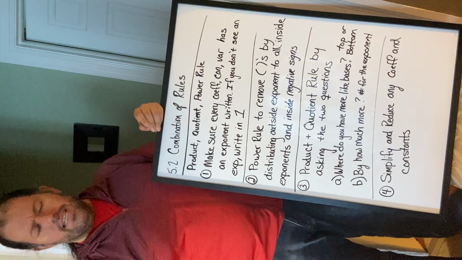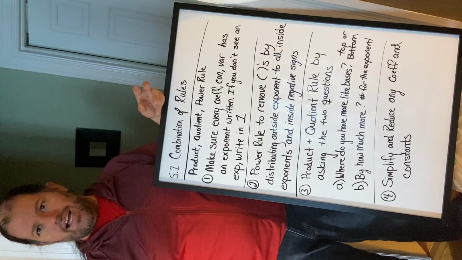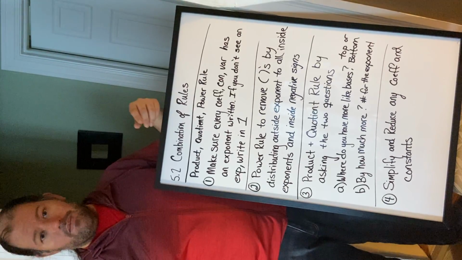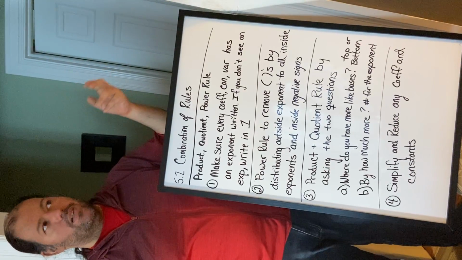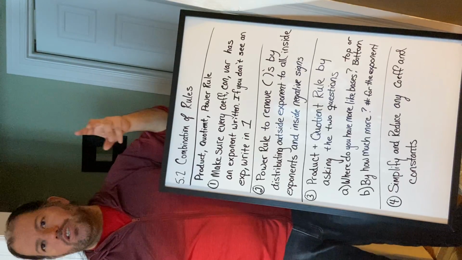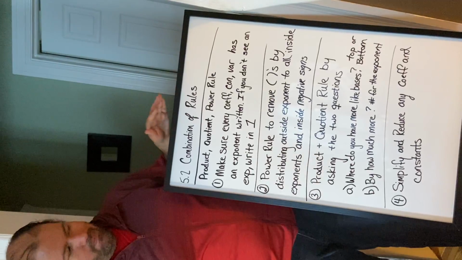And finally, for any coefficients or constants, see if you can simplify and reduce them. And remember, anything that's a small number, like 5 squared or 3 cubed, is small enough that you can simplify by multiplying out. So let's take these rules and apply them to this problem here.